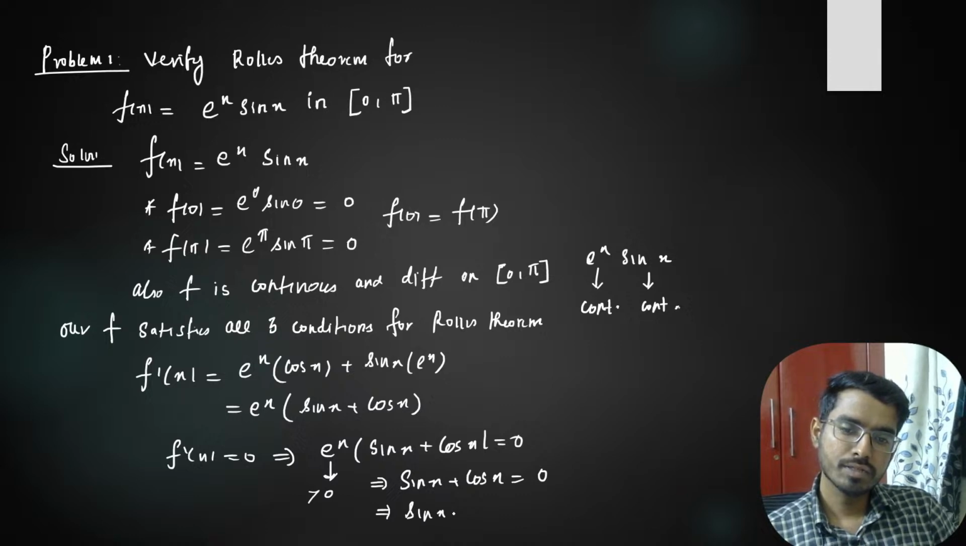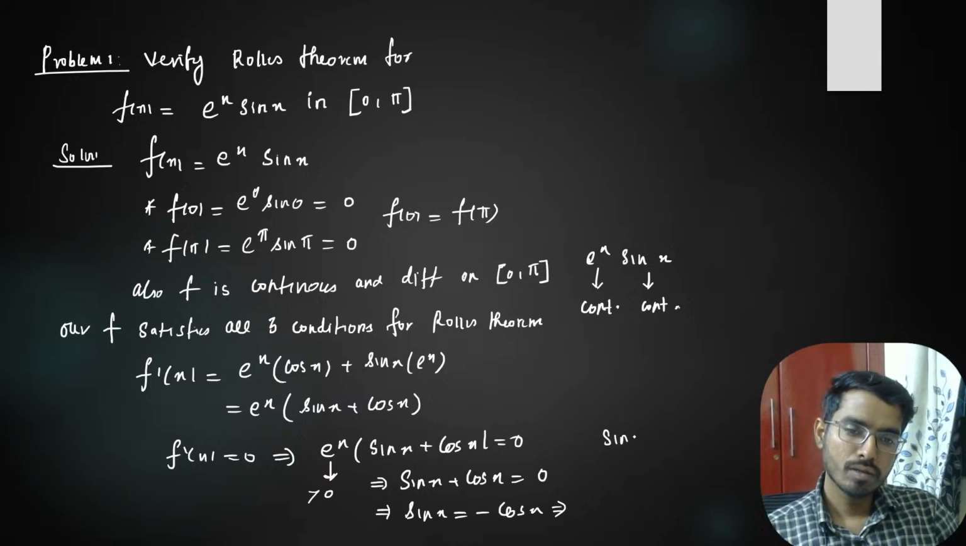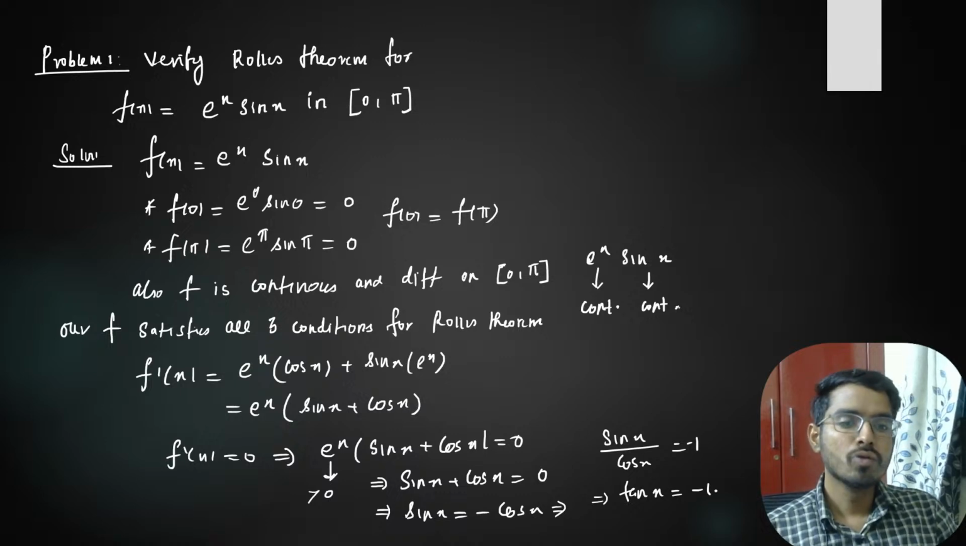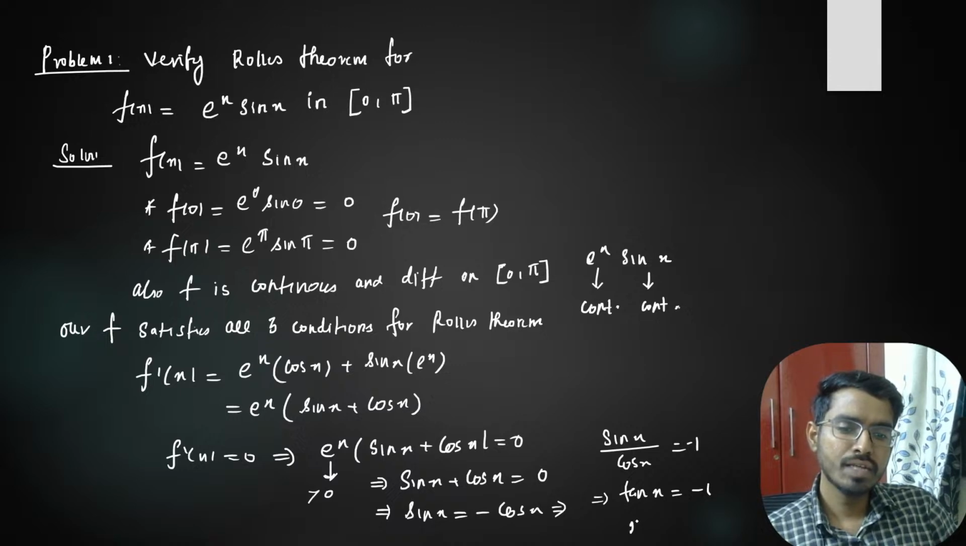This means sin x is equal to minus cos x. This means sin x by cos x is equal to minus 1, and this means tan x is equal to minus 1. So when tan x will take minus 1 in the interval 0 comma pi, I think it is 3 pi by 4, right?